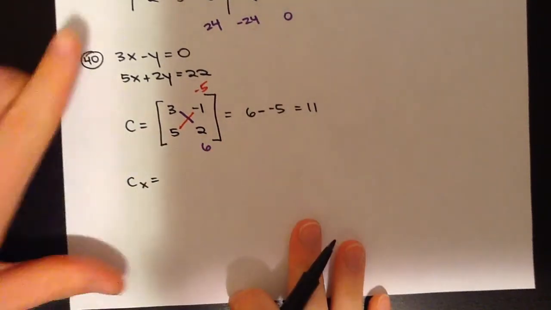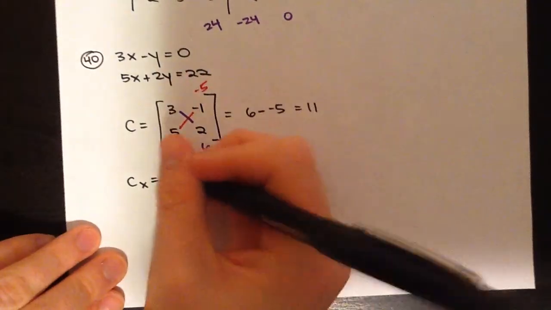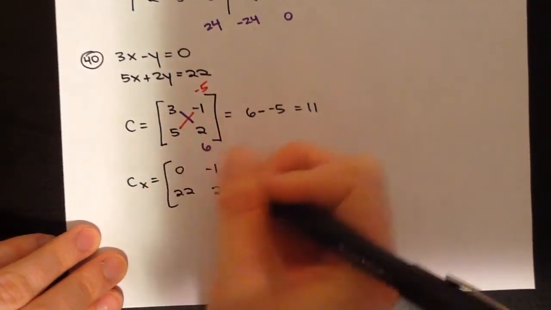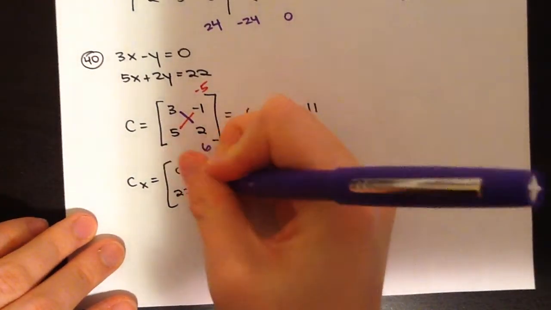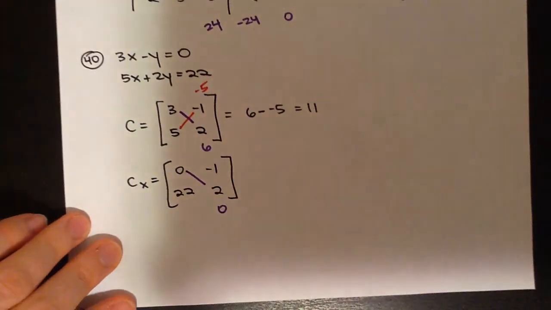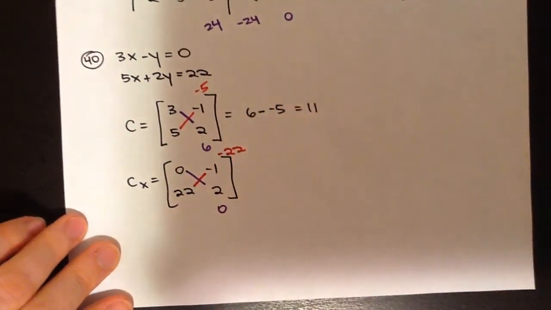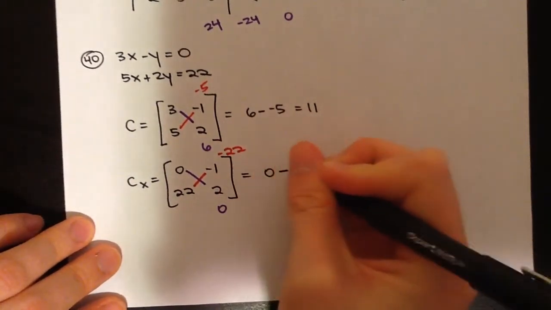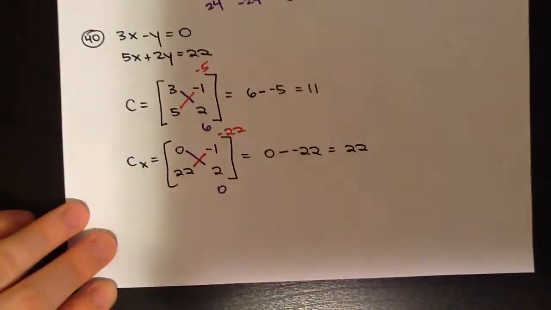What CX does is it replaces the X column with these constants. So instead of this column, I'm going to have a 0 and a 22, but everything else stays the same. Okay, so start from the top left corner, multiply down the diagonal, I get 0. And then start from the bottom left corner, multiply up the diagonal, and I get a negative 22. So to get the value of this determinant, I start with the number on the bottom, and then I subtract the number on the top. So this gives me a positive 22.